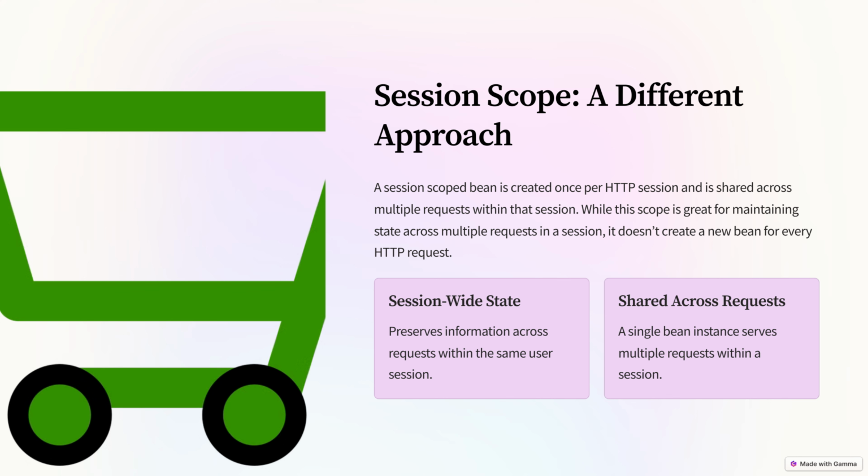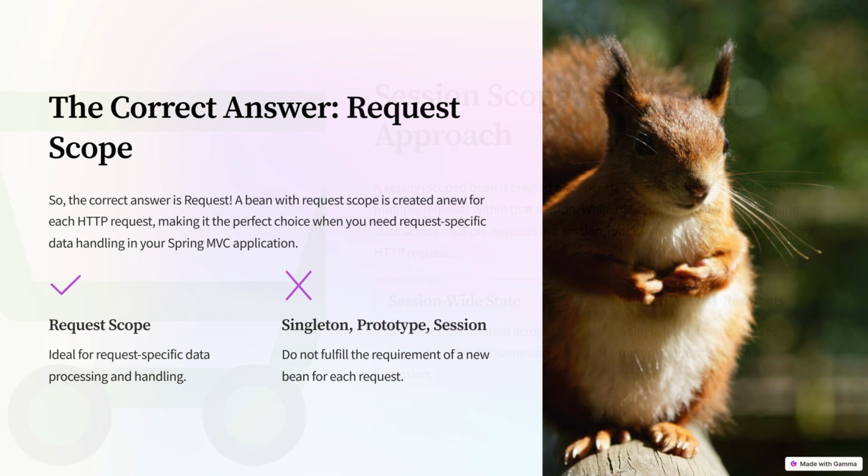So, the correct answer is request scope. This scope ensures that a new bean instance is created for each HTTP request, making it the perfect choice for handling request-specific data in a Spring MVC application.